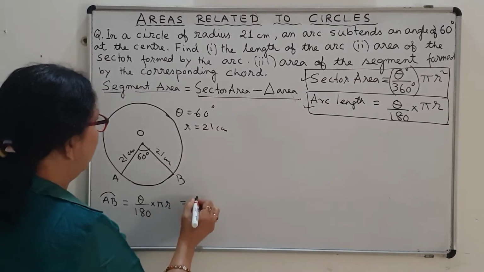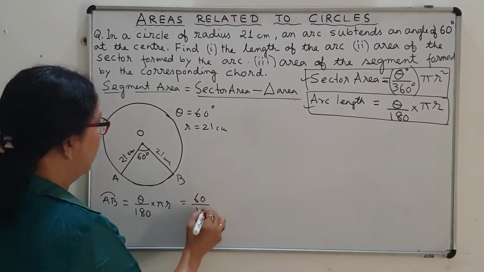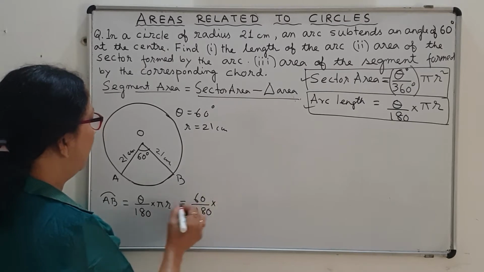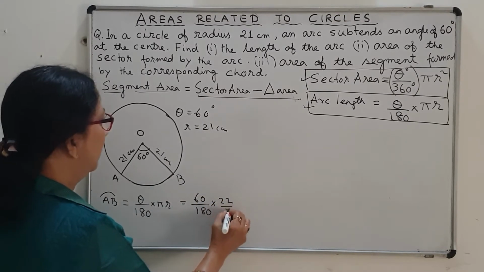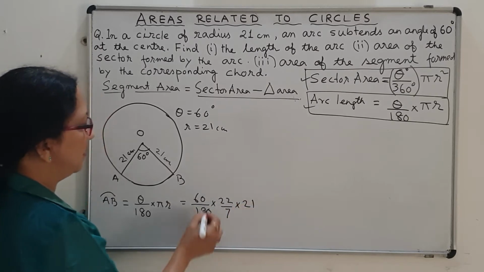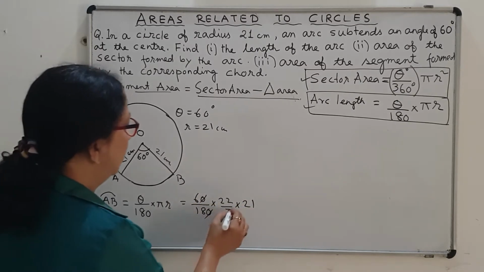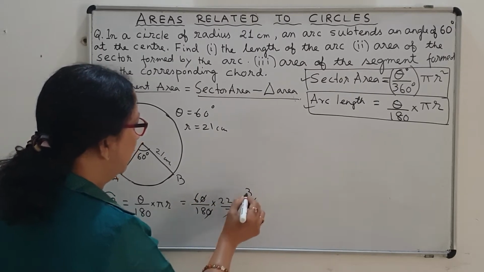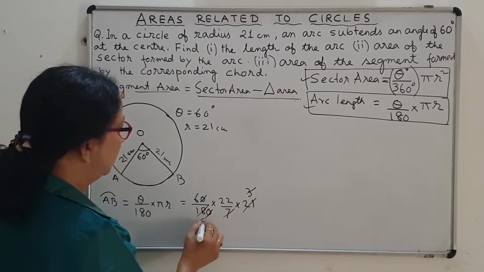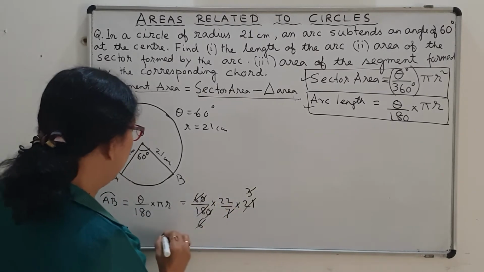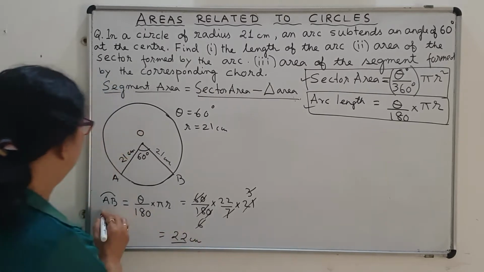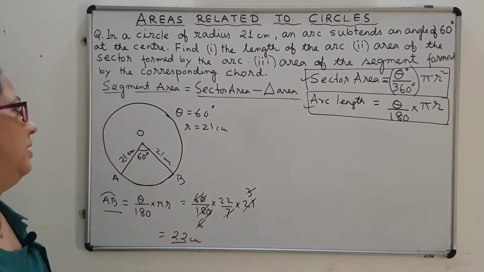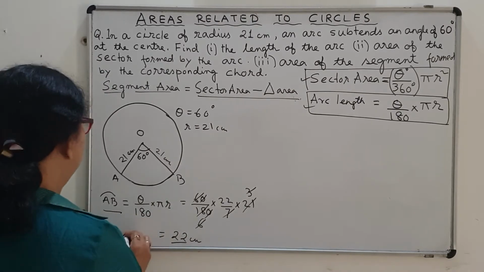And I put the value theta 60, 180, and what value of pi will I take? Because r is a multiple of 7, I will take 22 by 7, and this is 21. It is very simple. 3 7s are 21, 3 6s are 18, 6 6 cancel. So the answer is 22 centimeter. So the arc length AB is 22 centimeter. Directly got. First part done.